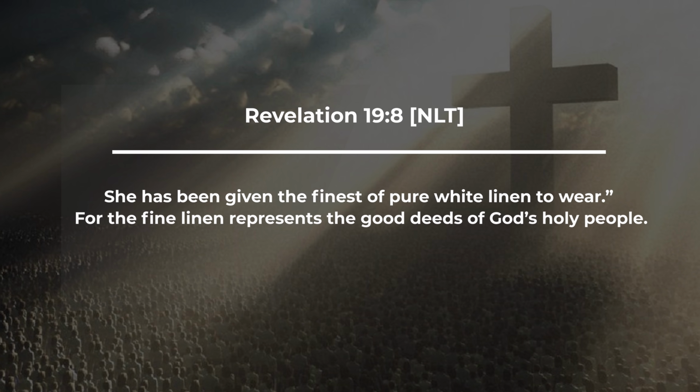And so I want you to notice this in the book of Revelation, chapter 19, verse 8. Here it says, she has been given the finest of pure white linen. For the fine linen represents the good deeds of God's holy people. You see, what this is saying is that when Jesus comes back, the second coming, we are going to be dressed in white robes, right? Representing cleansing and purity. In the same way, whenever they were in this outer court and they saw the white curtains, it was a reminder of purity. It was a symbol of purity. It was symbolizing how God could take a sinful person and cleanse and purify them.